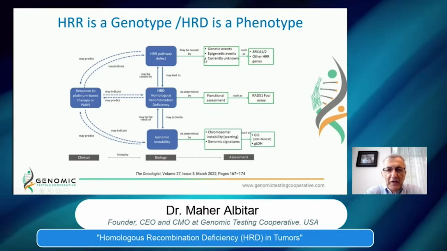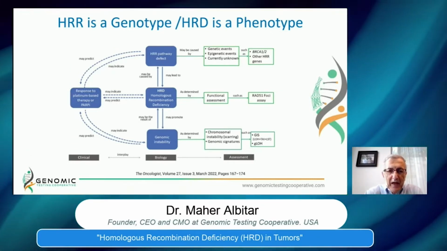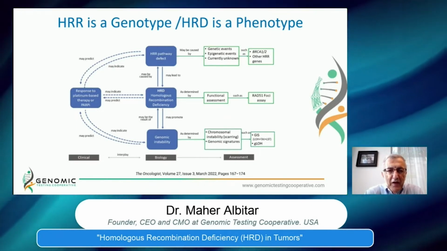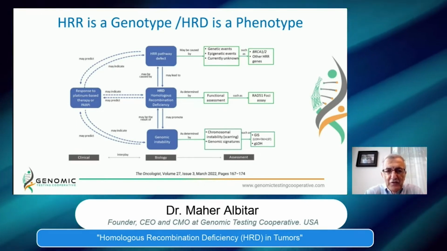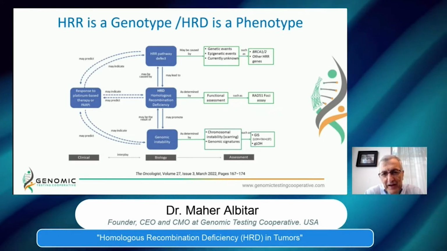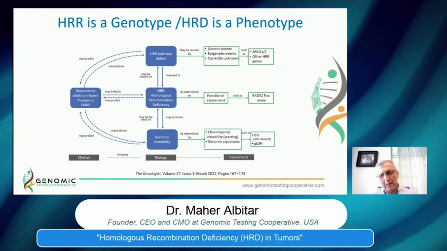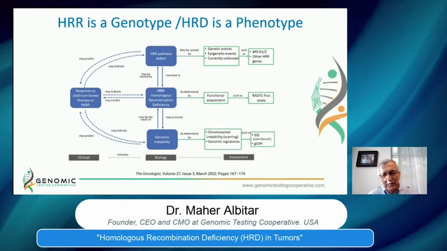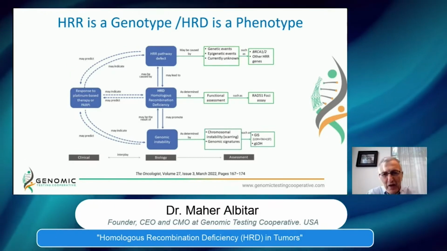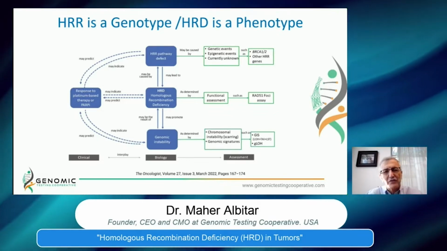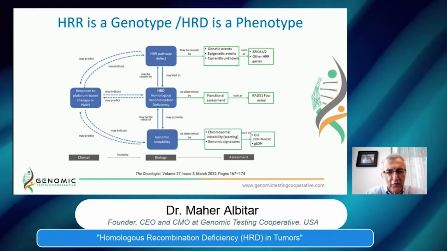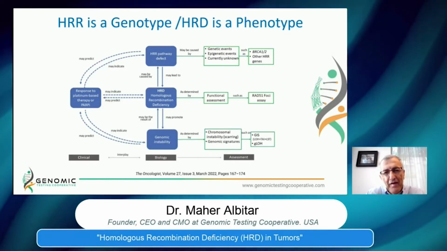As you can see here on the top, you can look at the mutation in the genes, but in the middle here, you can look at homologous recombination deficiencies by functional assays, which means that practically you put materials in the tube and test for it, and this requires fresh tissue, which is not practical.